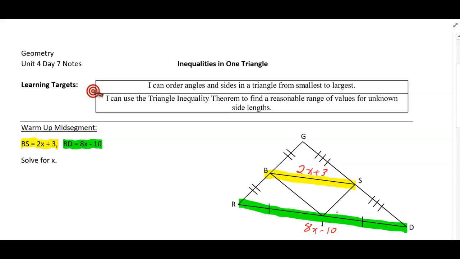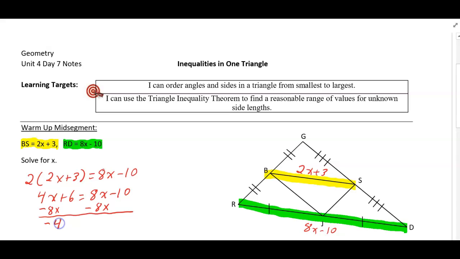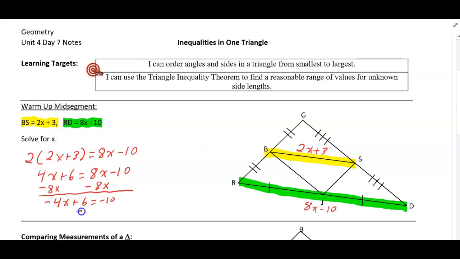From the video yesterday, we learned that the mid-segment is half of the base. So 2 times 2x plus 3 is equal to 8x minus 10. The yellow segment times 2 is equal to the green segment. If we distribute, 4x plus 6 is equal to 8x minus 10. I'm going to subtract 8x from both sides. So negative 4x plus 6 is negative 10. I'm going to subtract 6 from both sides. Negative 4x is equal to negative 16.